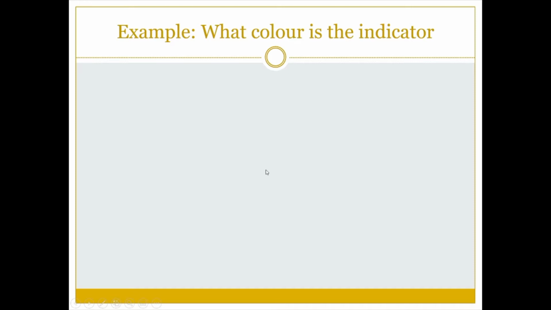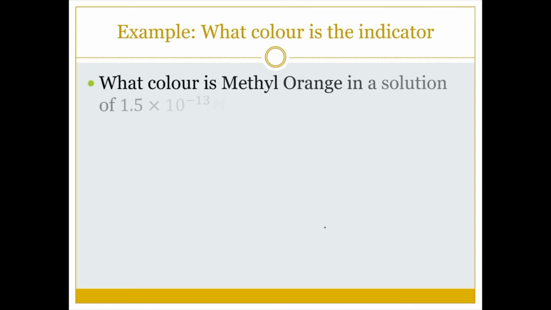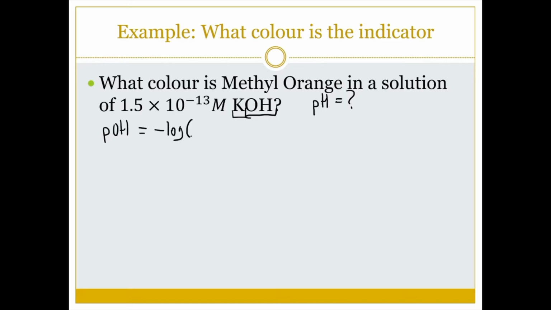All right, so in this question, we're asked what color is methyl orange in a solution that has a concentration of 1.5 times 10 to the negative 13 molar KOH. In order to find the color of methyl orange, we need to know what pH this solution is. However, we don't have the information to calculate pH directly because we are given a strong base. So what we can do instead is calculate the pOH. Being a strong base, we can use the leveling effect to show the following.